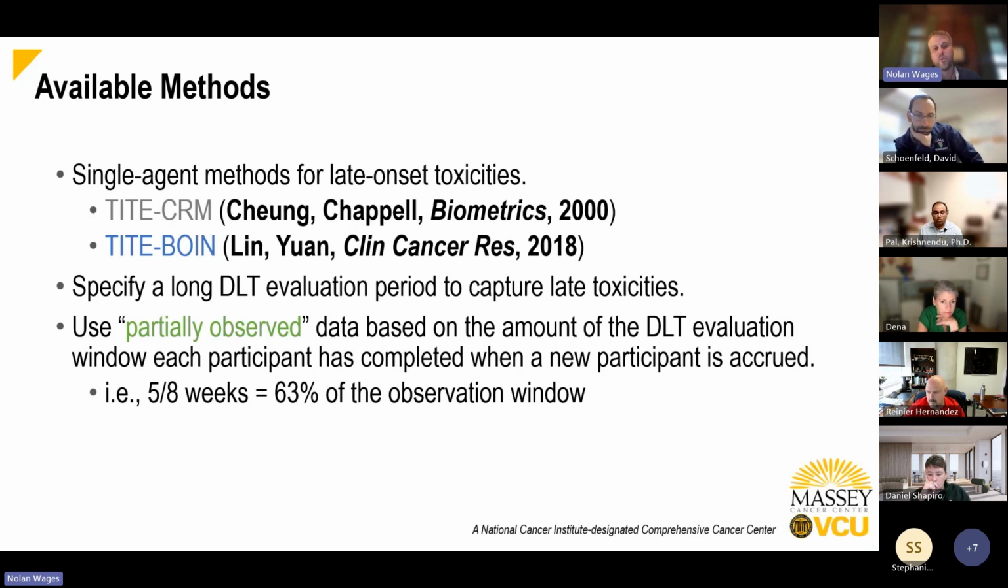So for example, if the blue patient has completed 5 out of 8 weeks when the orange patient comes on study, that patient is basically weighted as 63% of a non-DLT outcome at that point. And so we use that partial information to make the dose assignments in both of these methods, TITE CRM and TITE BOIN. So it's basically a way to make the dose assignments when you only have partially observed DLT data.